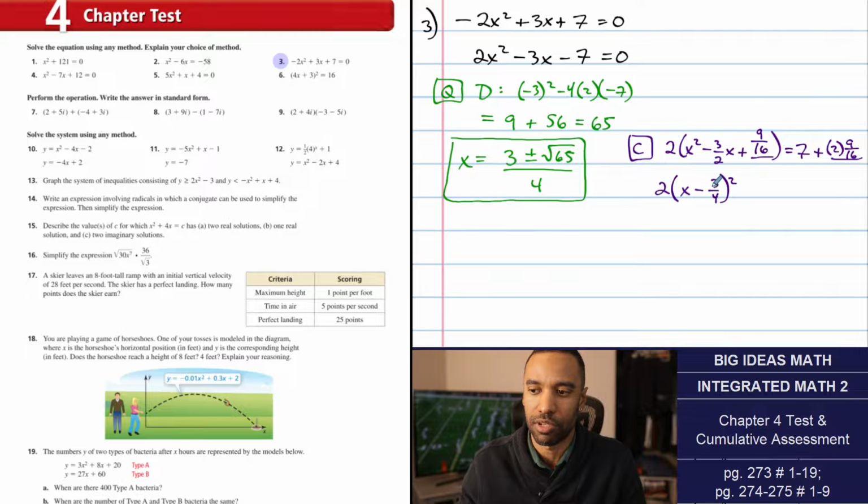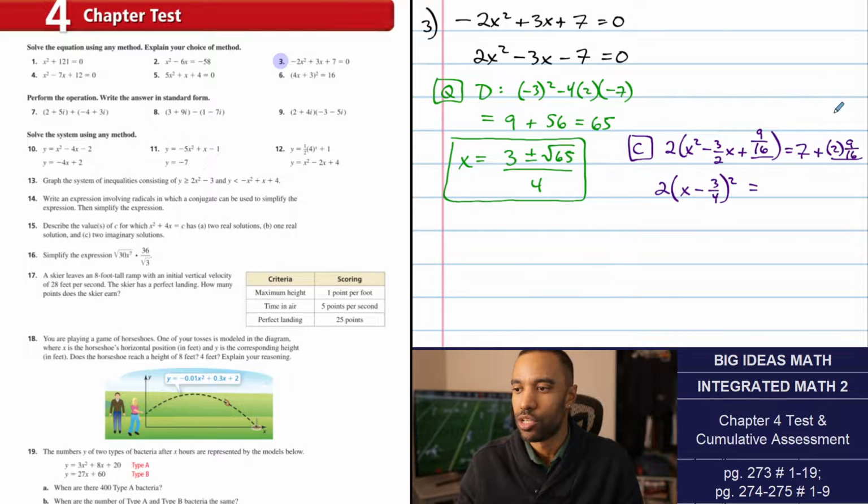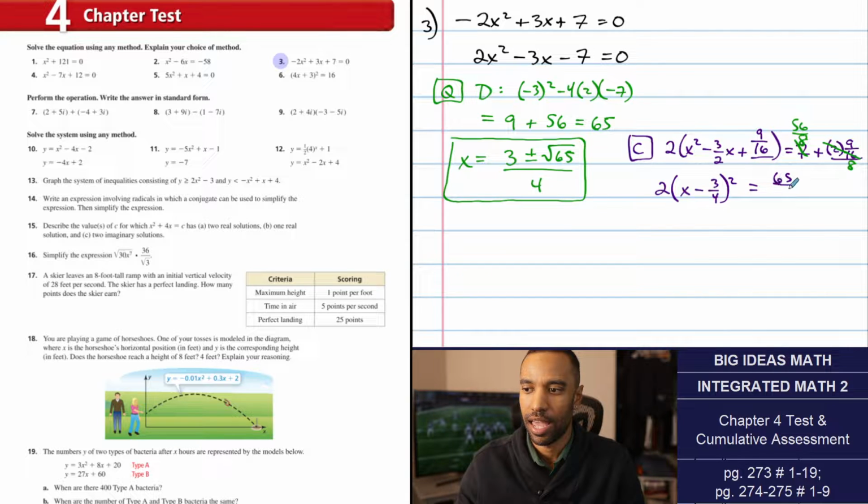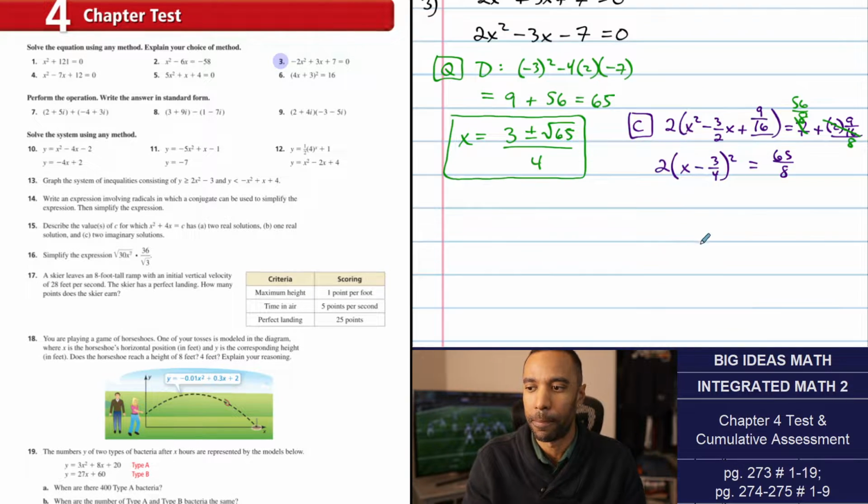It is that number that you divide by 2 that appears in there, which is kind of cool to work out. And then I got to do 7 plus this. 2 times 9/16 is 9/8, like that. So 7 is also 56/8. 56/8 plus 9/8 is 65/8. Hey, at least we've seen that 65 before.